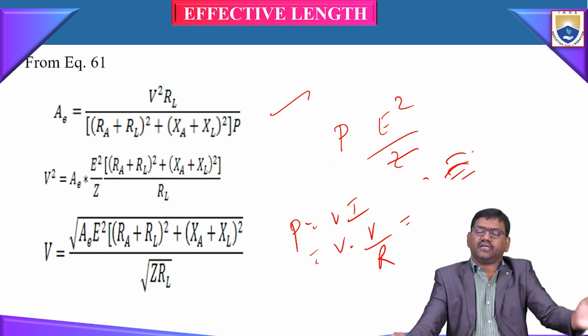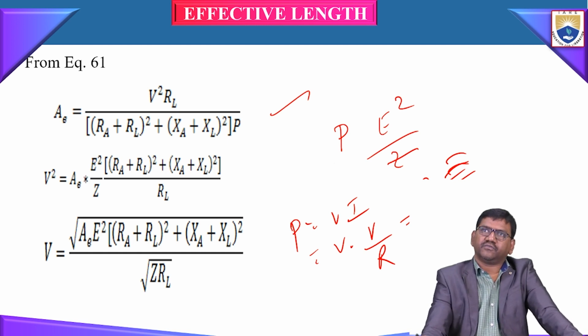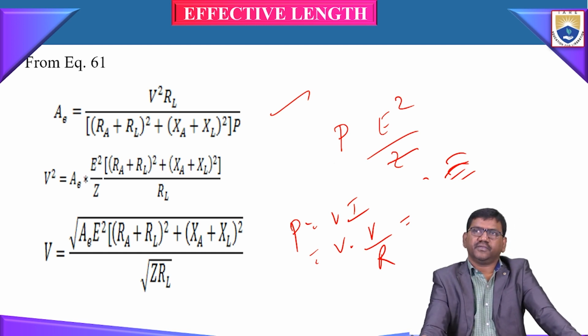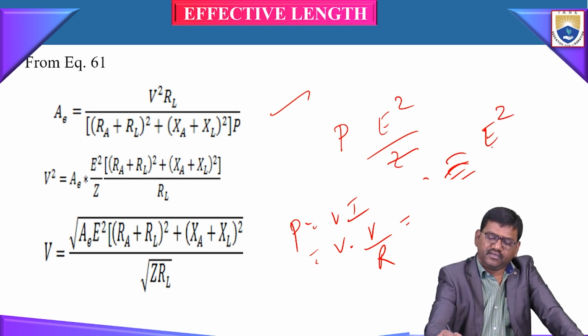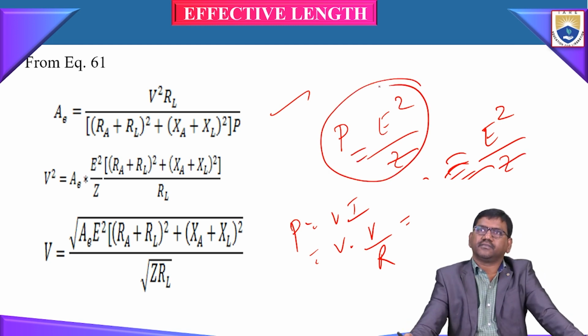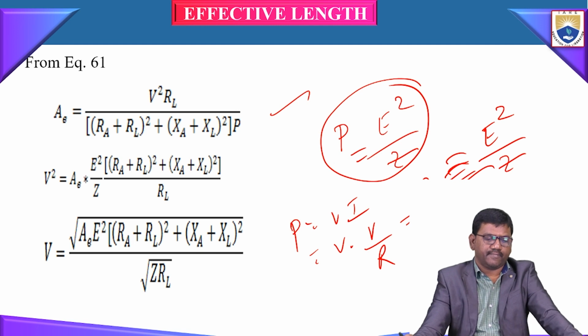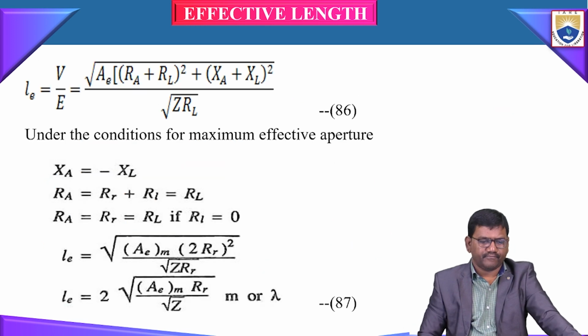As we are going to calculate the average value of power, we cannot directly measure the voltage at a particular point, so we are going to measure in terms of impedance. That is, V can be modified as E square and R can be written as Z. So P is replaced by E square by Z. If we simplify, you will get V is equal to root of A square into (RA plus RL) whole square plus (XA plus XL) whole square.